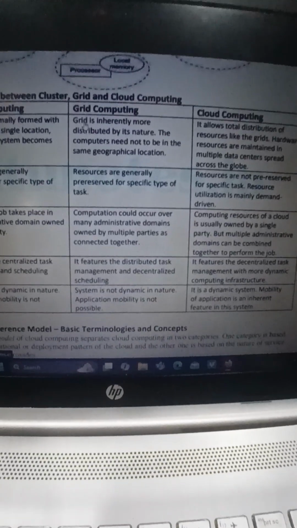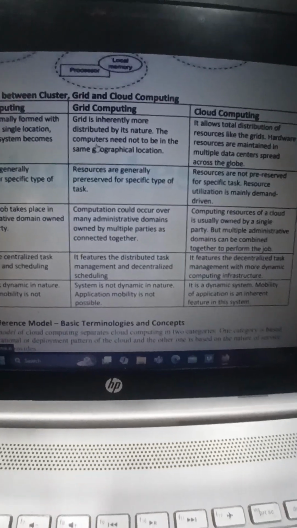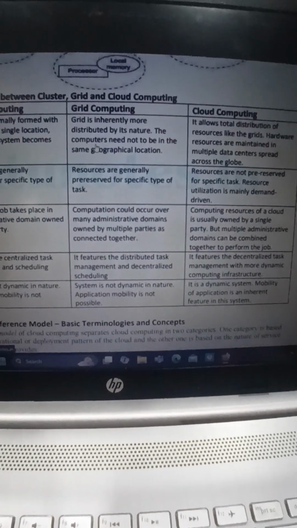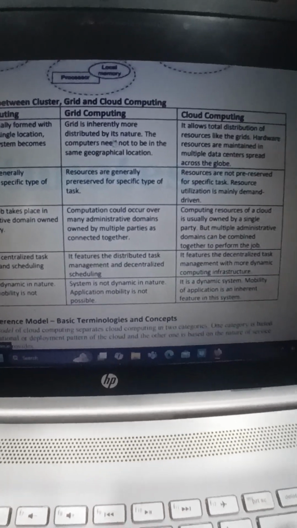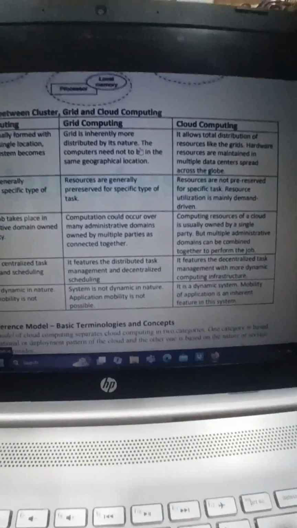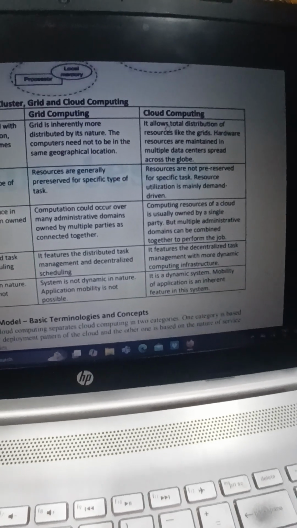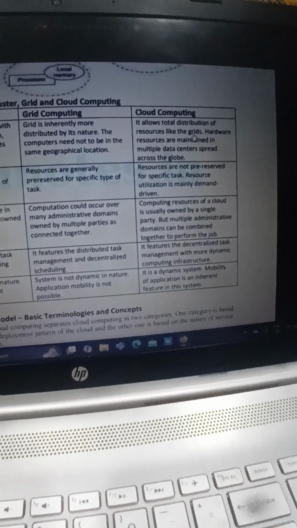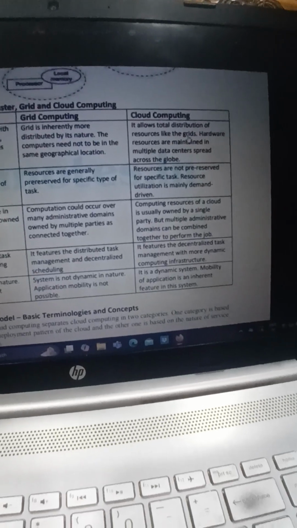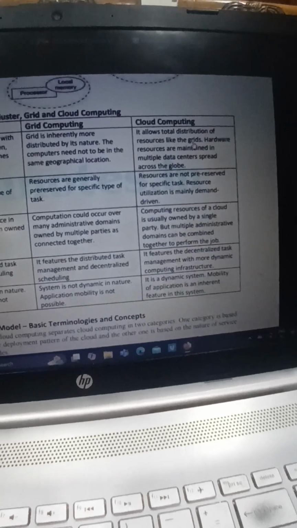When we come to grid computing, it is more distributed in nature. It is inherently more distributed, and the computers need not all be in a single location. It can also be in the same geographical location. And when we come to cloud computing, it's a better version, that is, it allows total distribution of resources like the grids. Grid computing is decentralized in nature, and likewise, cloud computing is also using distribution.